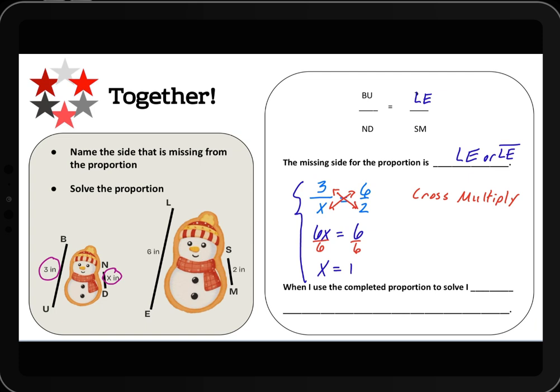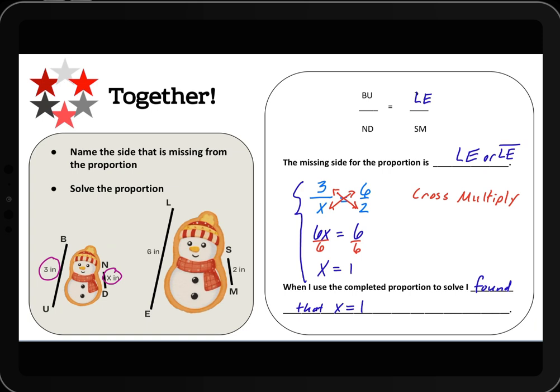Here's the second sentence. When I used the completed proportion to solve, I found that x equals 1. That's how I'm completing that entire part. That represents almost 2 questions of the 4 as an example in your SBW.